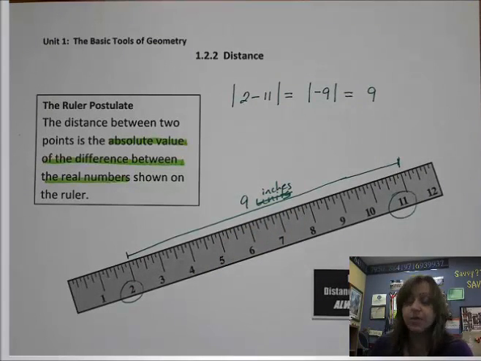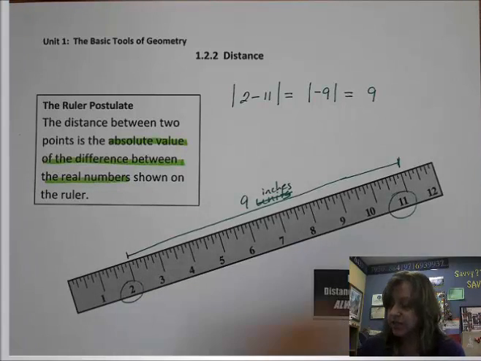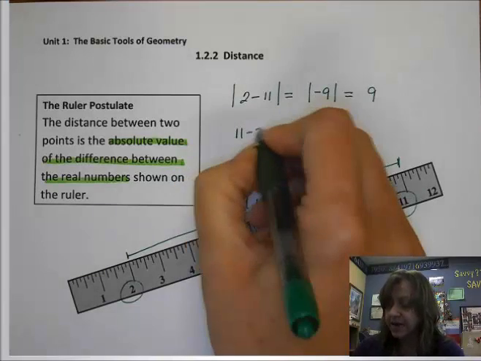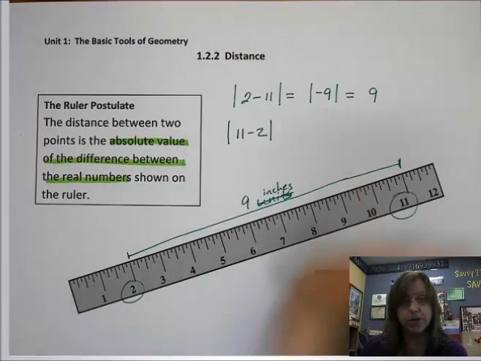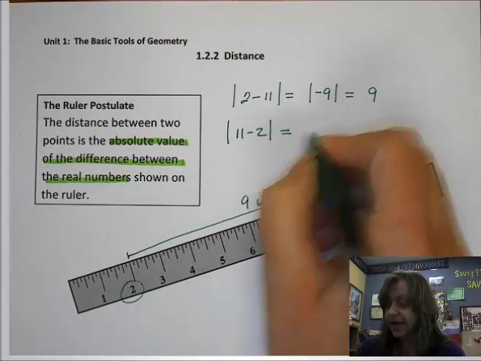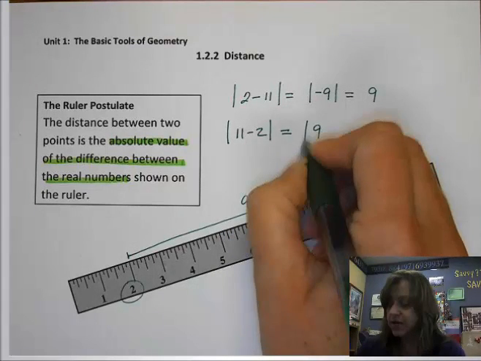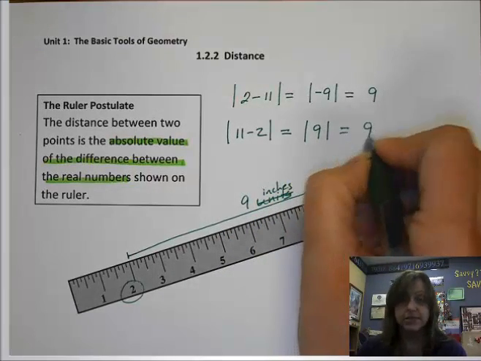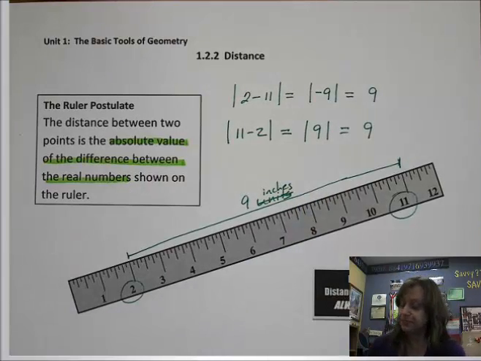And then the important thing about the ruler postulate is it doesn't designate which order you come in. A lot of kids will ask, well, what order do I subtract in? And that's the cool thing, it doesn't make any difference. So let's switch and take 11 minus 2 instead. When I do 11 minus 2 inside the absolute value, I get 9, and the absolute value of 9 still is 9. So either way, it's 9.